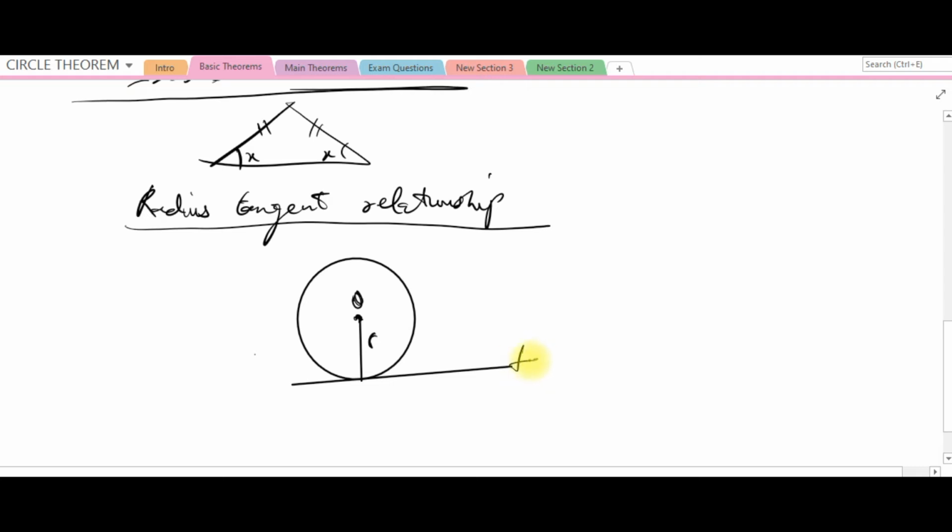Now this is the tangent line, a line that intersects a circle in only one point. It's a theorem. It states that the angle made by the tangent line and the radius of the same circle is always 90. So this is 90 degrees. So once you see a circle and a tangent line, know that the radius must make an angle of 90 with the tangent line. So that's our basic theorem.